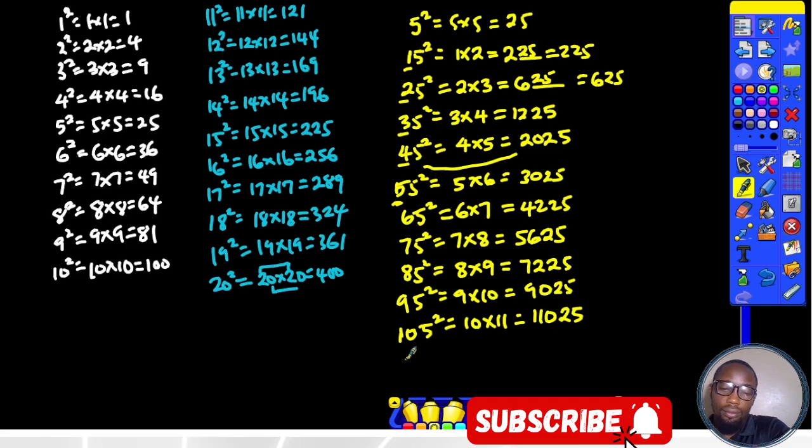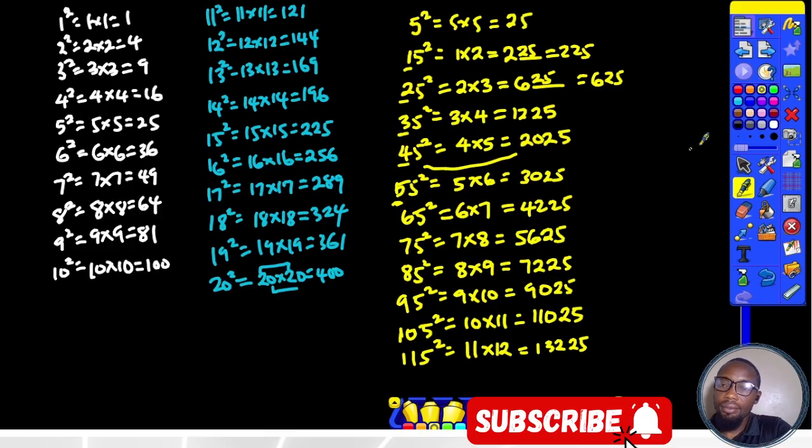What if we have 115 squared? 115 squared is going to be 11 times 12. And 11 times 12 is going to be 132, and you just put a 25. You have 13,225. That's the answer. You can try other numbers on your own.